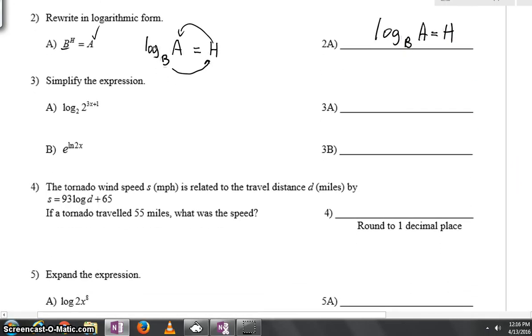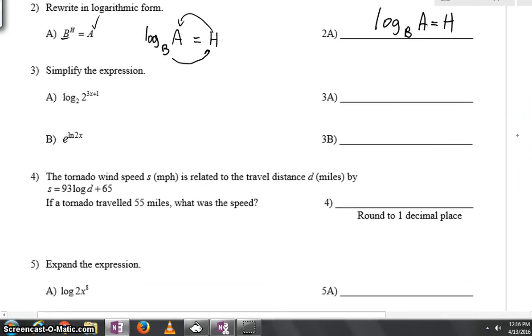Moving down, we can see that when we have the log base 2 of 2 raised up to the 3x plus 1, we had a property a little while ago that the log base b of b to the x would simply equal x. It was as if the b and the log base b canceled out. That's exactly what's going to happen here. We're going to be left with 3x plus 1.